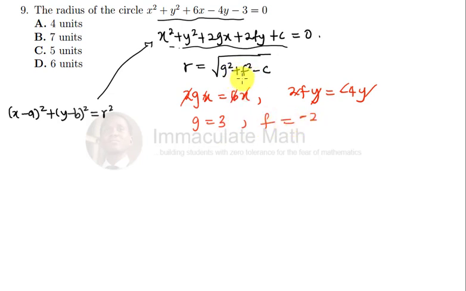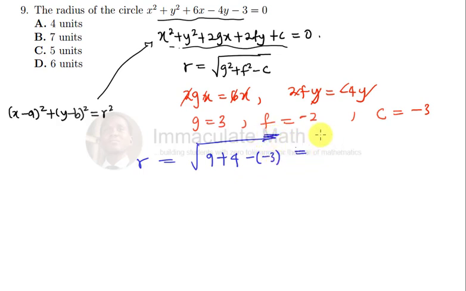So I have two parameters here. The last one is my c. If I continue to compare, my c here directly is going to give me minus 3. Oh, I have the 3 parameters, so I can easily calculate my radius. So what will be my radius? The square root of g square, that's 3 square, which is 9, plus f square, that's minus 2 square, that's 4, then minus c, that's minus minus 3.